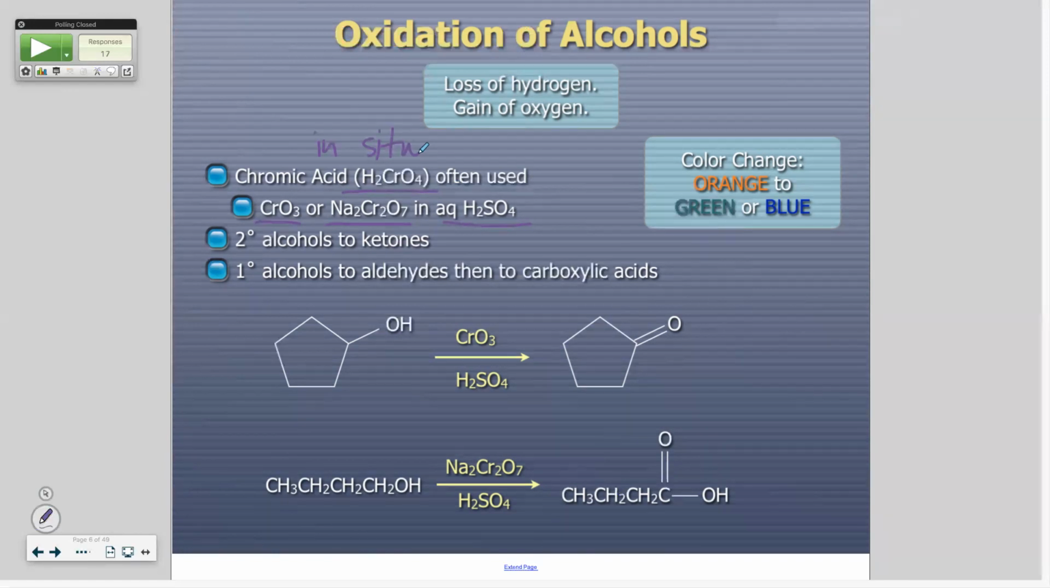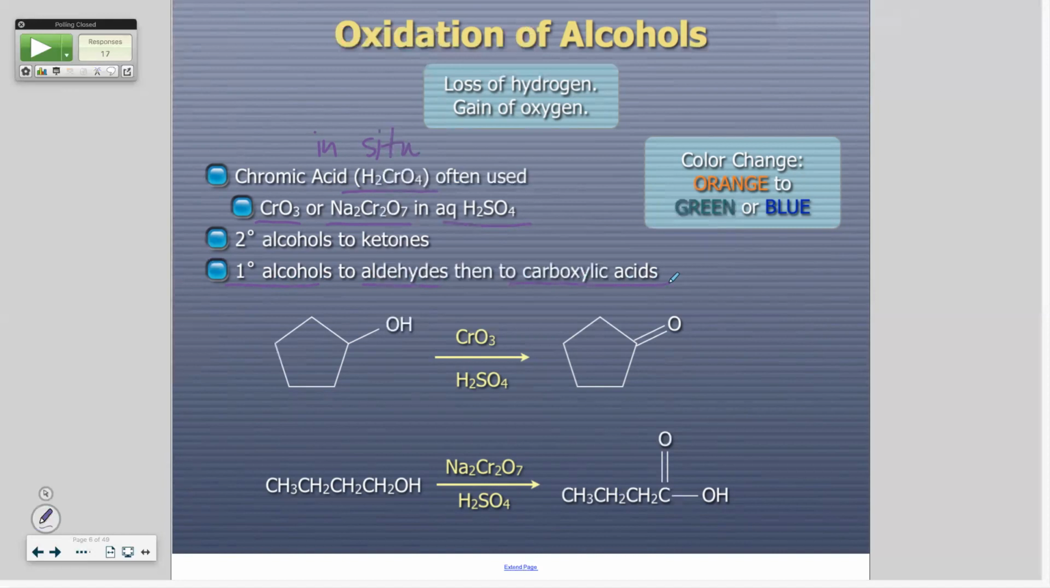All right, so what we're going to do is take secondary alcohols to ketones, and primary alcohols go to aldehydes and then to carboxylic acids. Using this reagent, you cannot stop at the aldehyde. So you know what's going to come, right?